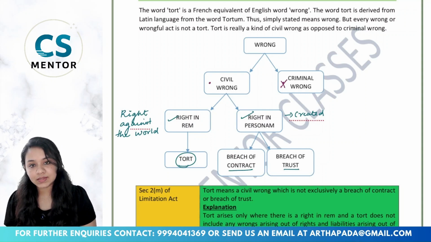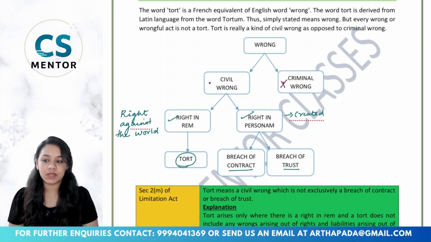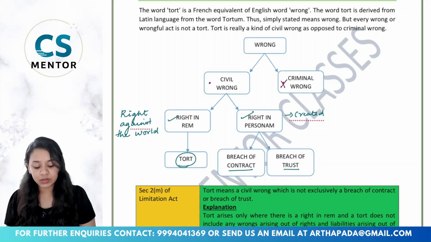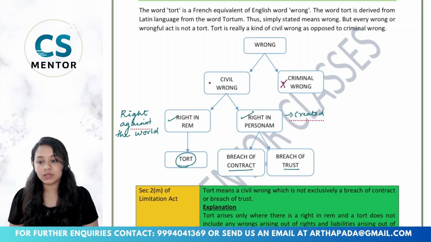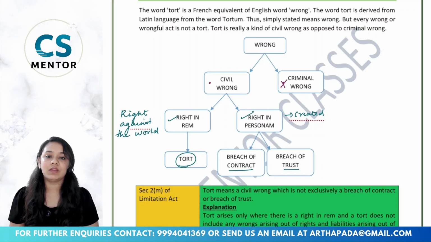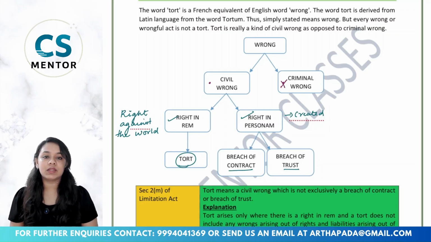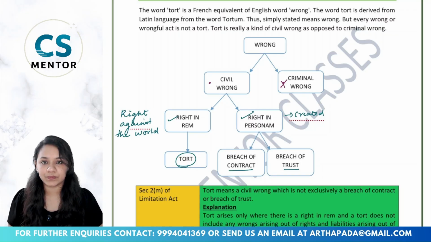And then this right in personam can be of two types. It can be a breach of contract, which is the much more formal means, whereas a breach of trust is an informal means. Ultimately, it involves two or more people who have created rights and liabilities between each other.